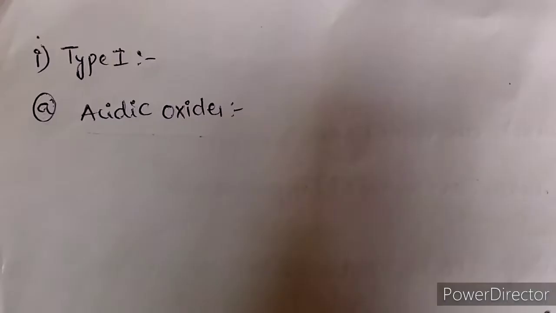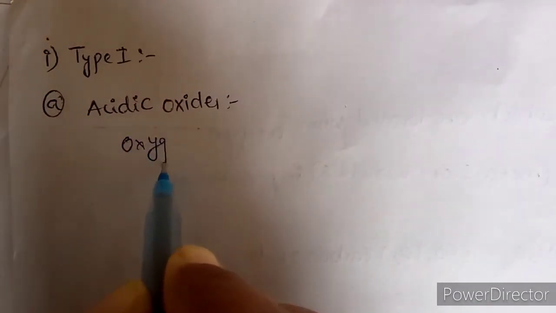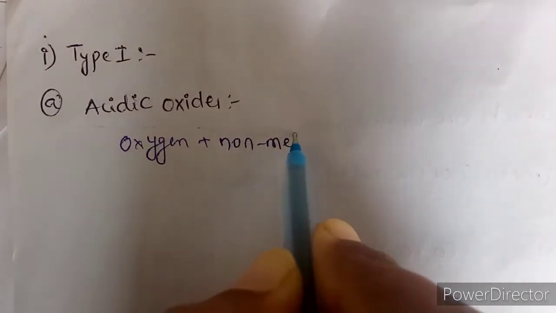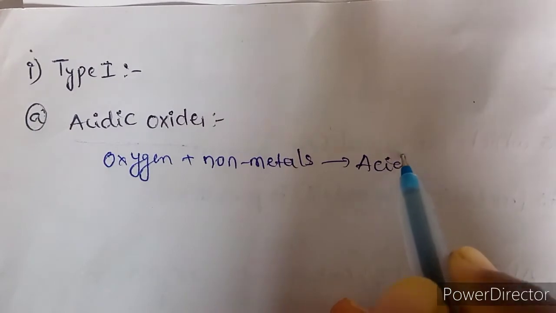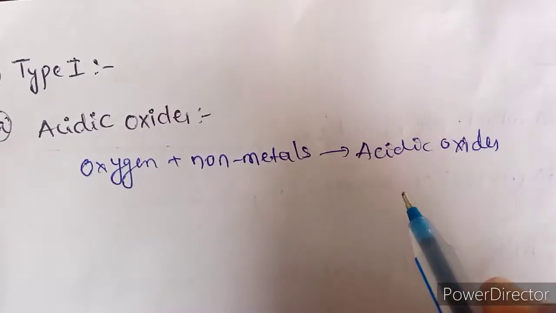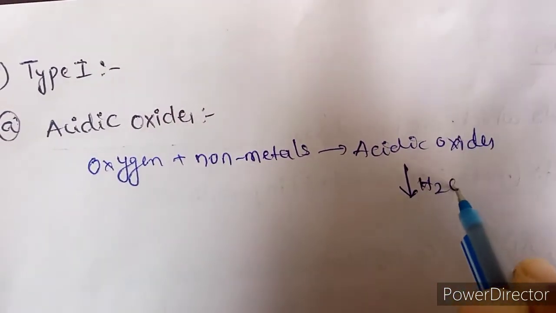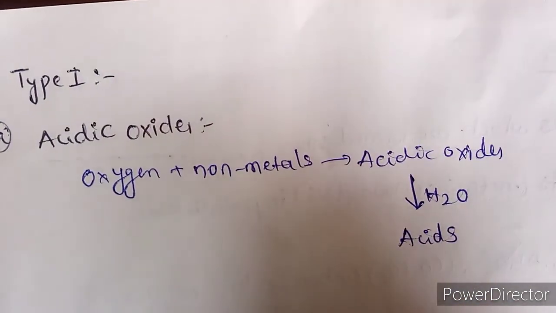In that, first one, acidic oxides. These acidic oxides are formed when oxygen reacts with non-metals, that is p block elements, which form acidic oxides. When we treat these acidic oxides with water, they produce acids.